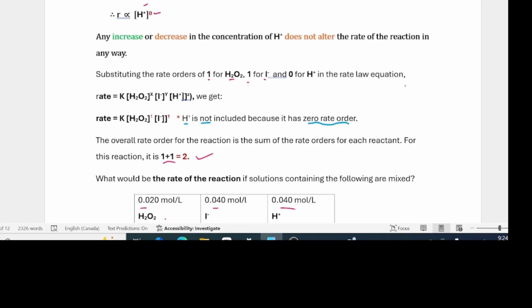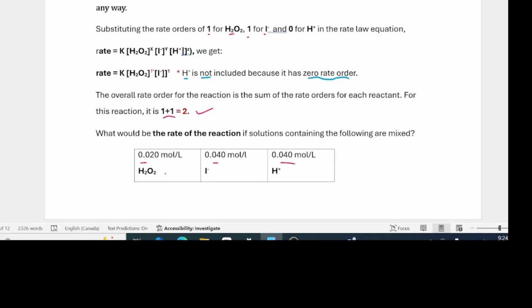Finally, we will substitute the rate orders, 1 for iodide and 0 for hydrogen, in the rate law equation. So making that 1, and of course we're not going to put in hydrogen there because it has a rate order of 0. The overall rate order for the reaction is equal to the sum of the rate orders of each of these, and that's equal to 1 plus 1, and that'll give you 2.